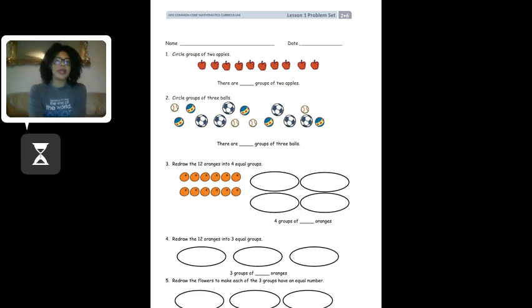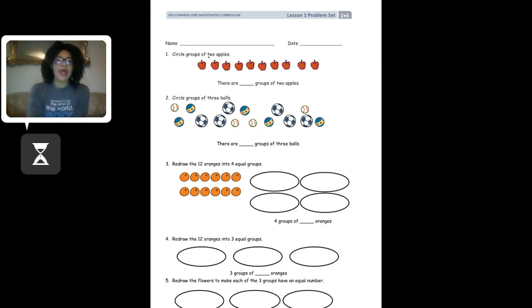So let's count these apples. 1 apple, 2 apples, 3 apples, 4 apples, 5 apples, 6 apples, 7 apples, 8 apples, 9 apples, 10 apples. And if you know, we have 10 apples. That's an even number. It says I have to circle groups of 2 apples. So I'm going to click my red pen, and now I'm going to circle 2 apples at a time.